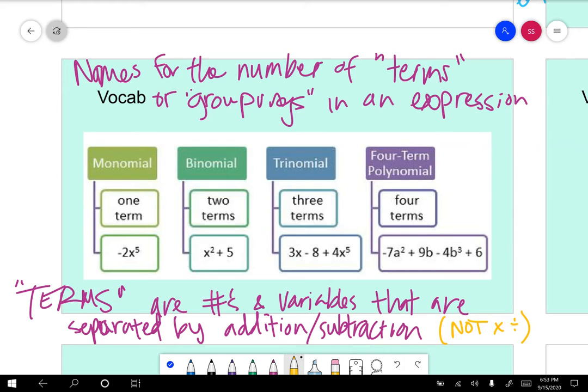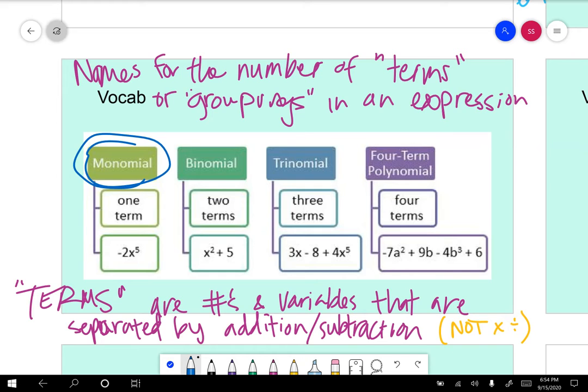So what I mean by that, if we take a look at these examples, this first one, we have -2 times x to the 5th power. So we have a few different operations going on. We have 2 times x, so we've got multiplication, and then we're raising something to a power. But there's no adding or subtracting going on. So that would be considered one term. Now, a one-term expression is called a monomial. Monomial. Kind of an awkward word to say.